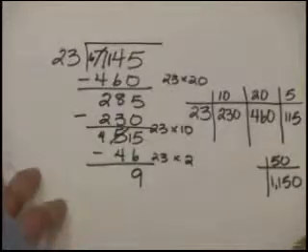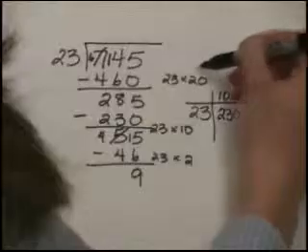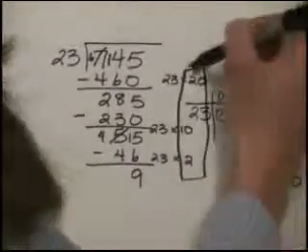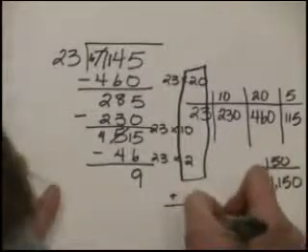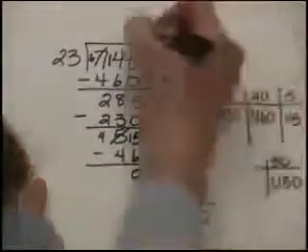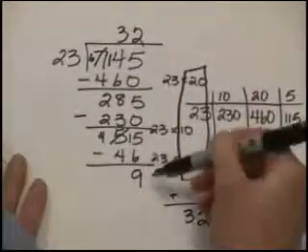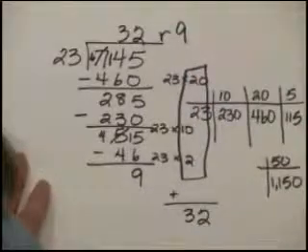Okay? So in order to get my answer, I'm going to look at how much I've taken out. So I've taken out a group of 20, a group of 10, and a group of 2. And if I added that all together, I would get 32. So I was able to take out 32 whole groups of 23, and I was left over with 9. So the answer to my problem would be 32 remainder 9.